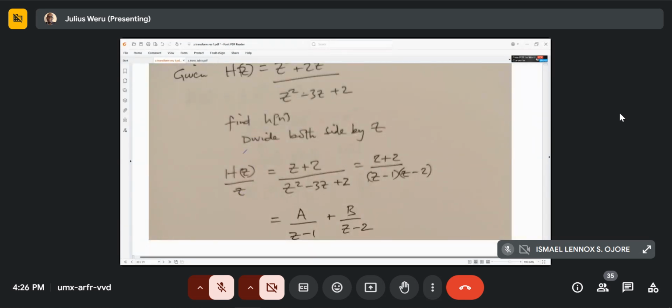I'm sure this one you could have done with the Laplace transform. Only instead of S, now you have Z. Instead of Z, you have S. I'm sure you have done it with Laplace transform. It's the same method. So divide by Z.